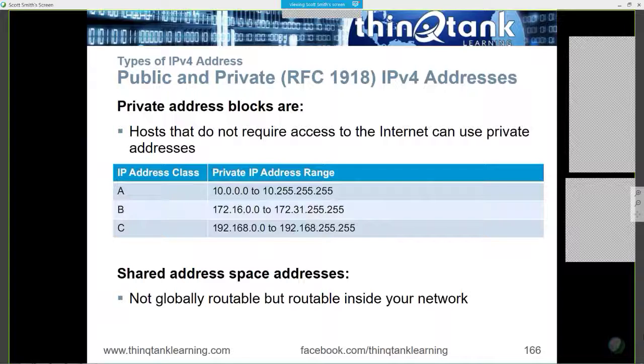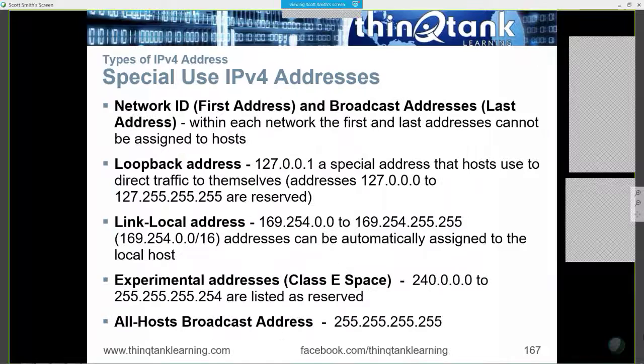You will need to know these ranges for the exam as well. The entire 10 block, for example, for Class A. There's a subset for Class B, 172.16 to 172.31, and for Class C, 192.168. I'm sure you guys have seen this before. Nothing crazy about that. We do have some other reserved addresses in IPv4, though. The first address in a subnet and the last address in a subnet.